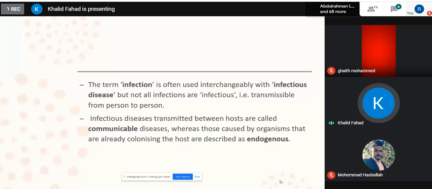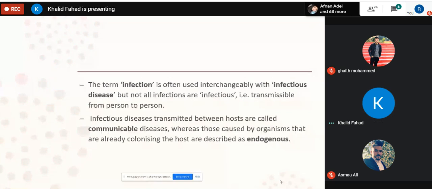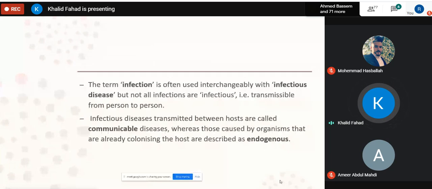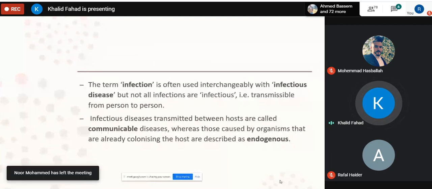First of all, infection. What do we mean by infection? The term infection is often used interchangeably with infectious disease. But not all infections are infectious, that is to say, transmissible from person to person. So not every infectious disease is transmissible between human beings.